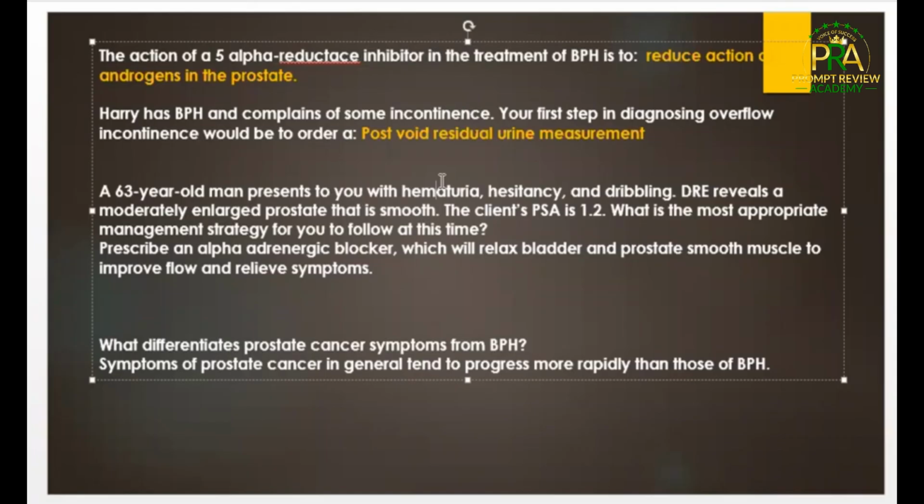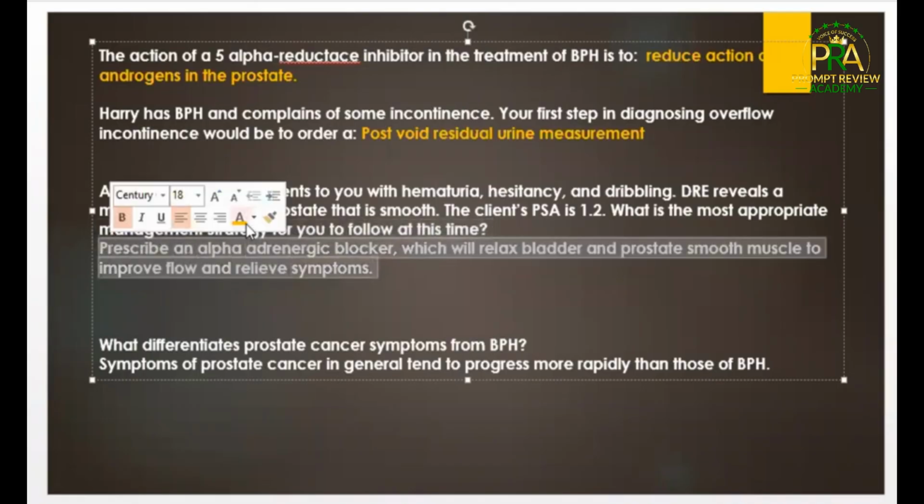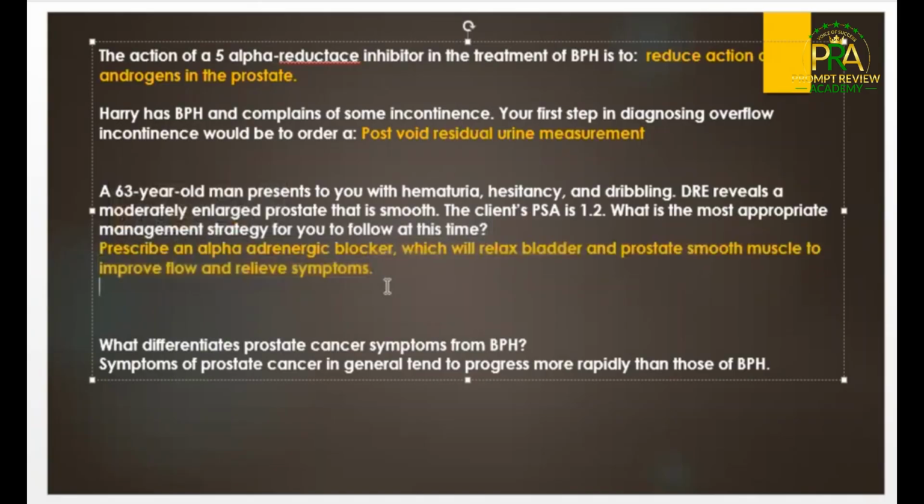So this one is telling us that the digital rectal exam reveals a moderately enlarged prostate that is smooth. The patient's PSA is 1.2. What is the most appropriate management strategy? So 1.2 is still normal. We are not going to refer. We are not going to start annual testing. 1.2 is still normal. So what do we do? The answer is prescribe alpha adrenergic blockers, which will help to relax.